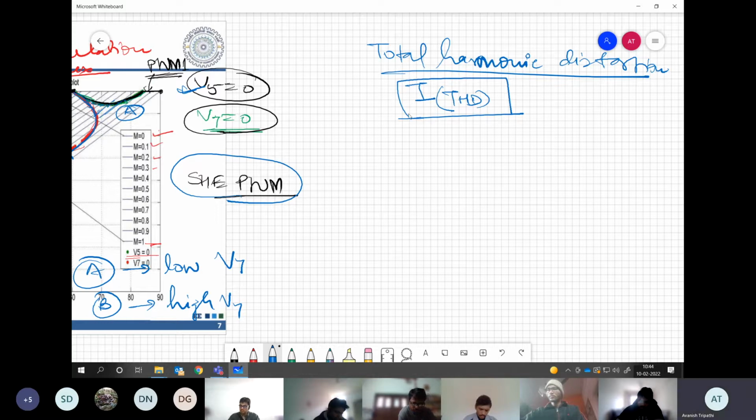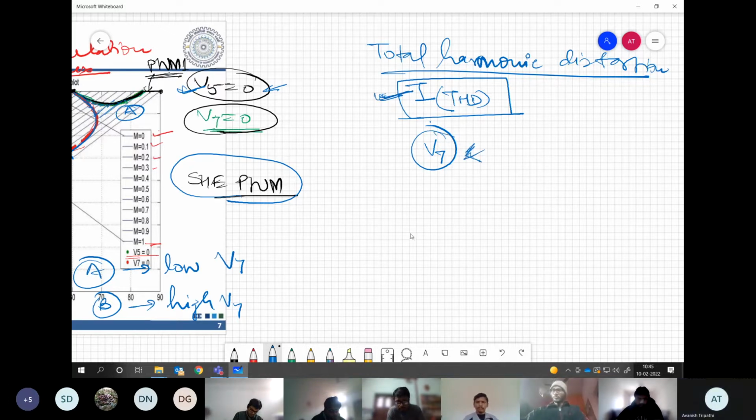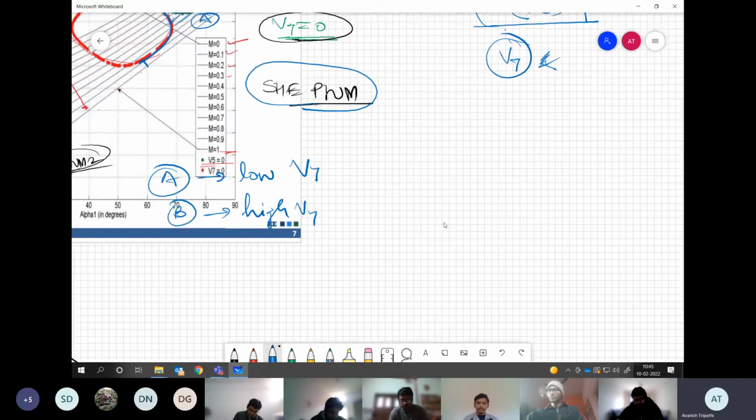It is not for the voltage, because current is our final product, our final outcome. If current is good, then we are fine. So we know that if we have eliminated V5, then the dominant harmonic is the 7th. If I am able to keep the 7th within a low value, then I am going to get a good value of this. Understanding my point? So before proceeding further, let us see some more options, and then we will discuss a little bit about ITHD.